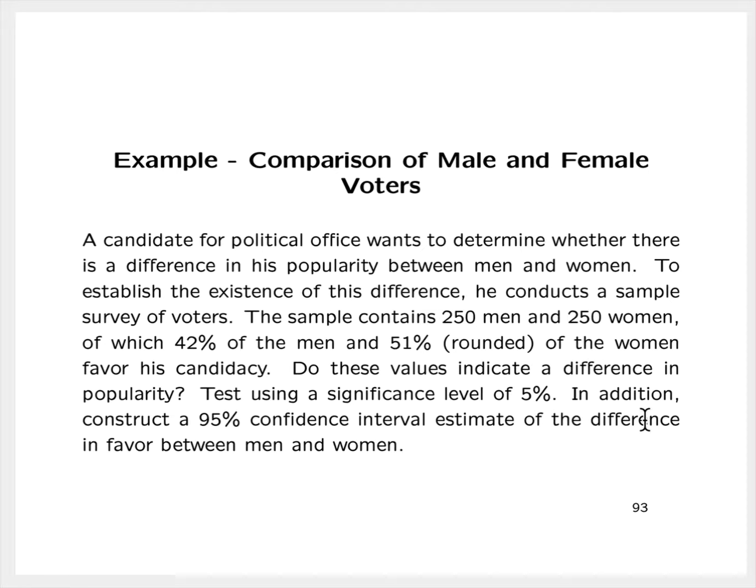The sample contains 250 men and 250 women, of which 42% of the men and 51% of the women favor his candidacy. Do these values indicate a difference in popularity? Test using a significance level of 5%, and in addition, construct a 95% two-sided confidence interval estimate for the difference in favor between men and women.